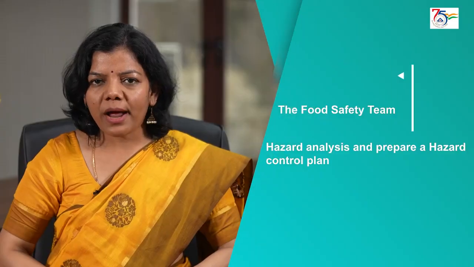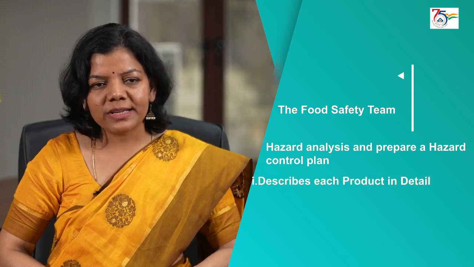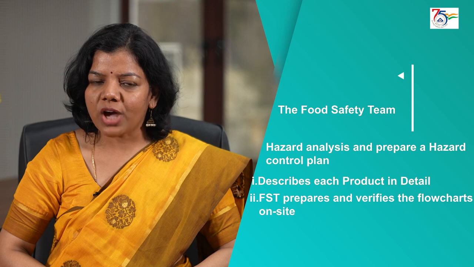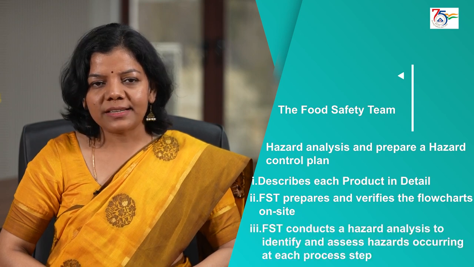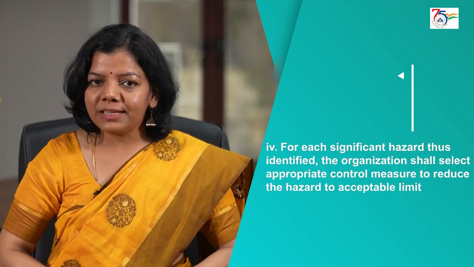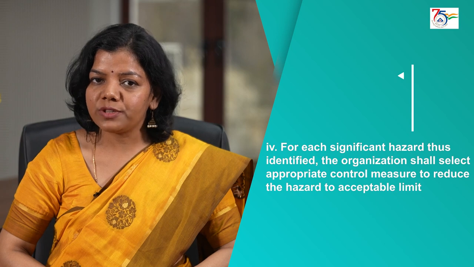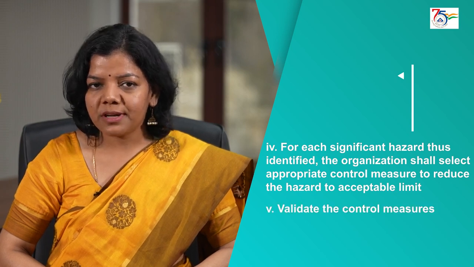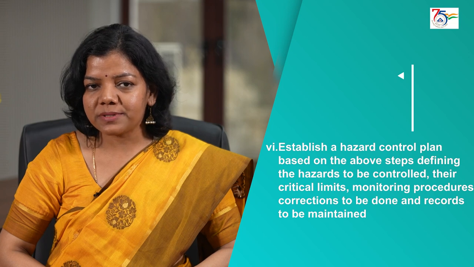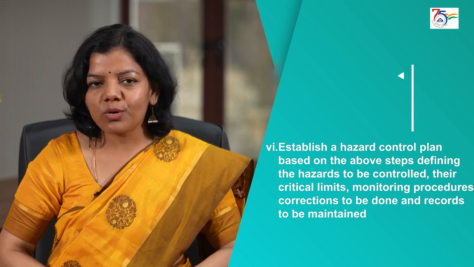The food safety team is required to carry out a hazard analysis and prepare a hazard control plan. This includes the following steps. First, describe each product in detail. Second, prepare and verify the flow charts on site. Third, conduct a hazard analysis to identify and assess hazards occurring at each process step. 4. For each significant hazard thus identified, the organization shall select appropriate control measures to reduce the hazard to an acceptable limit. 5th, validate the control measures. 6th, establish a hazard control plan based on the above steps, defining the hazards to be controlled, their critical limits, monitoring procedures, corrections to be done and records to be maintained.